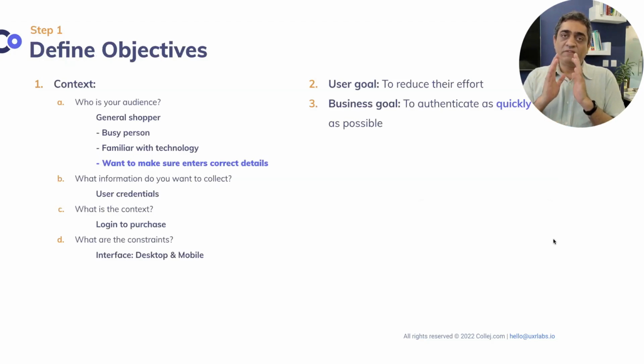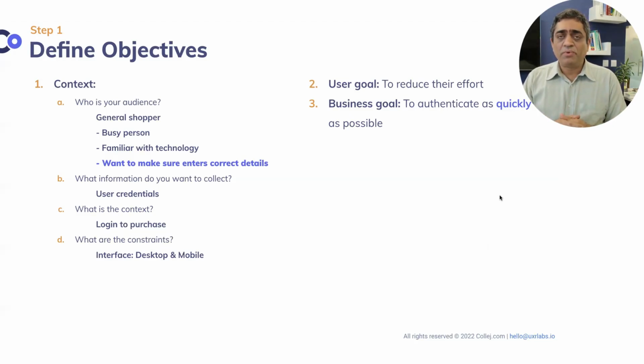All right, so let's define our objectives. At the very highest level, who's our audience? Our audience is somebody who's shopping. This person is fairly busy. They're very familiar with technology, but they're worried about entering the correct information. They don't want to spend a lot of time worrying about login. They just want to get in and purchase. So they want to make sure that they're entering the correct information. And from a website perspective, you want to get their user credentials. The context is that this person wants to log in and purchase something. The constraints are fairly standard: they want to make a purchase either on a desktop or a mobile device.